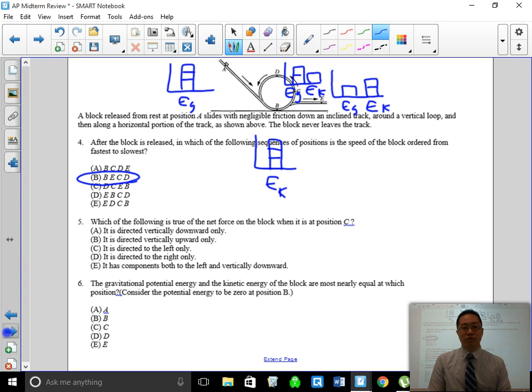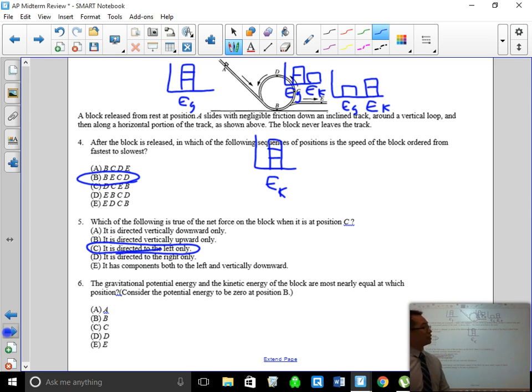What is the direction of the net force on the block when it is positioned at C? Well, this is circular motion, and circular motion ultimately is about the net force. So therefore, the net force, because it is a circle, has to be pointing towards the center of the circle. So the answer is choice C, pointing to the left only.